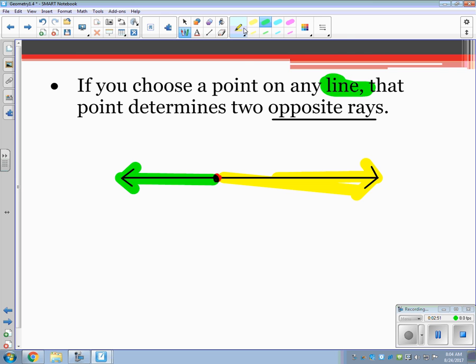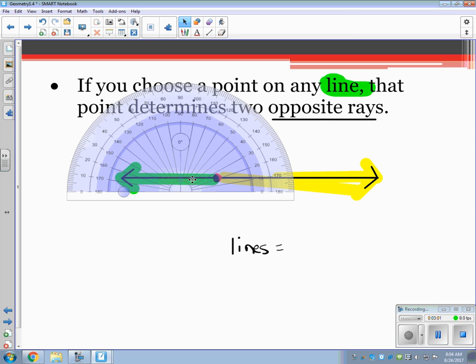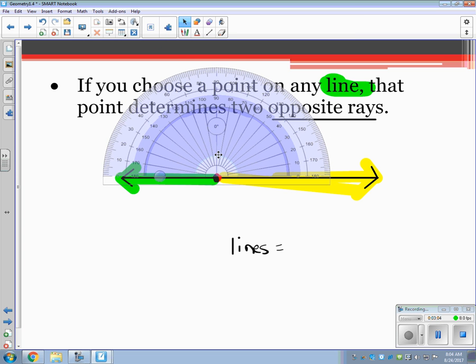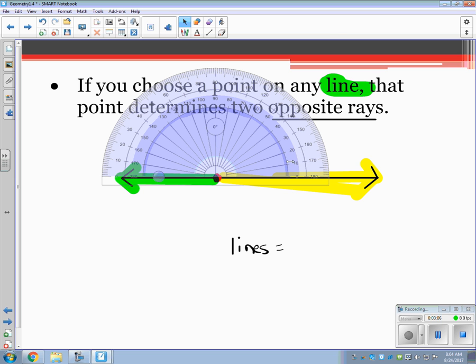And then something else that's probably worth noting at this point, because it may come up later, is that lines, when you measure them, like if I grab a protractor and I go to measure that line, all the way across there, I'm going to see that 180. So I'd like you to write that lines equal 180 degrees. And we'll use that a bit later.